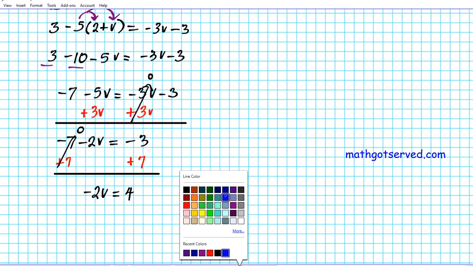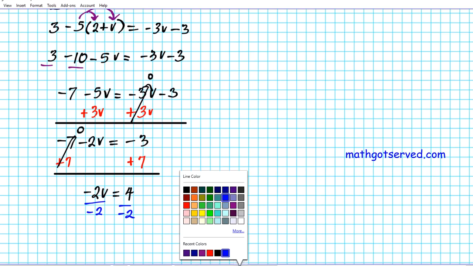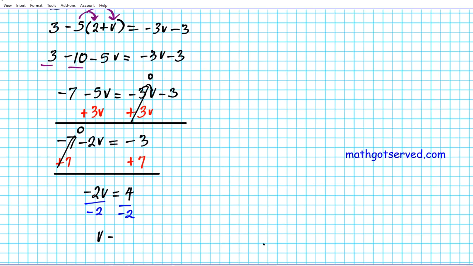And then to finish it off, we'll divide both sides by negative 2. And your final answer is v equals, now 4 divided by 2 is 2. Positive divided by negative, if the signs are different, the sign is always going to be negative, whenever you're dividing or multiplying. So the answer to question 4 is negative 2.